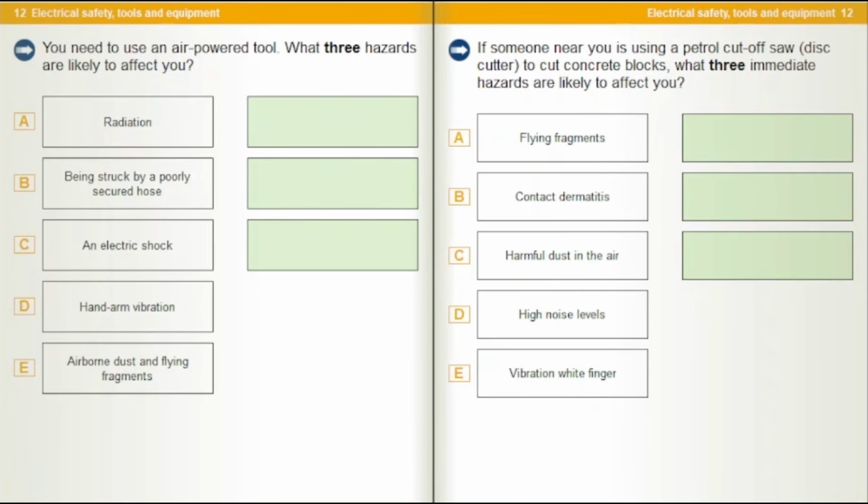If someone near you is using a petrol cut-off saw, disc cutter to cut concrete blocks, what 3 immediate hazards are likely to affect you? Flying fragments, contact dermatitis, harmful dust in the air, high noise levels, vibration white finger.